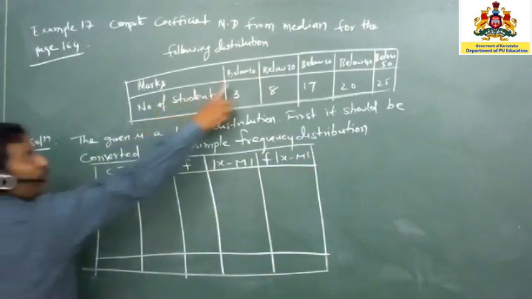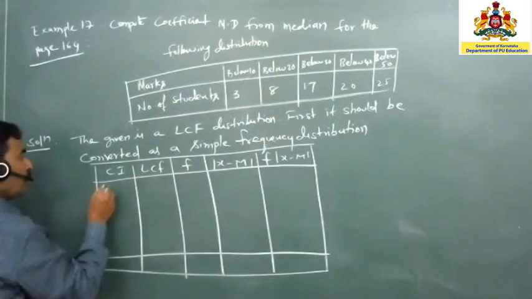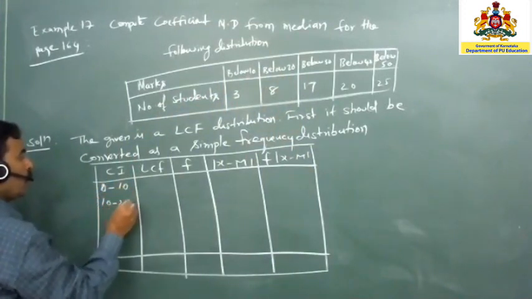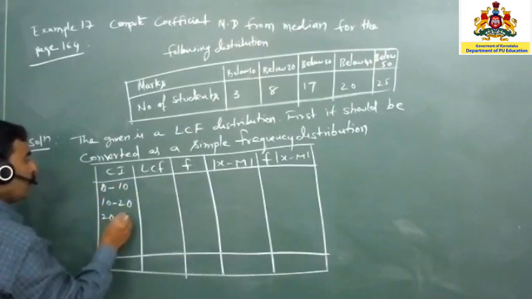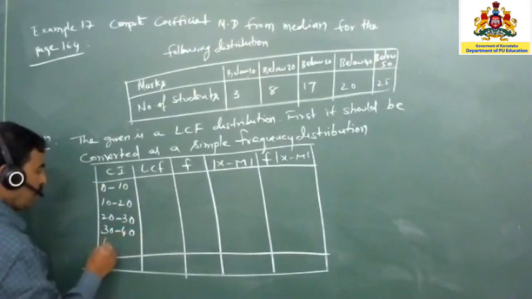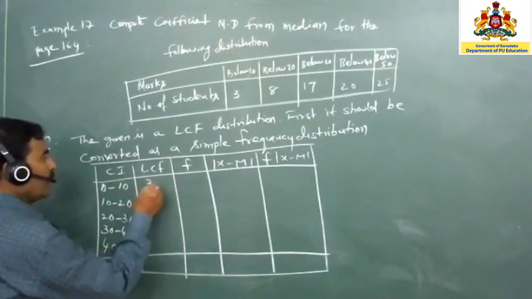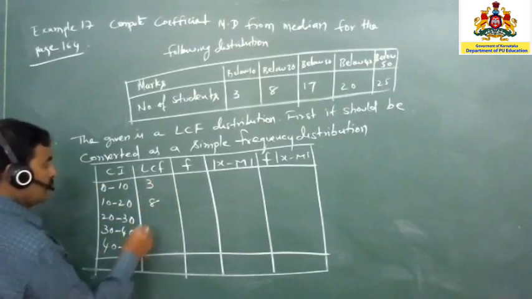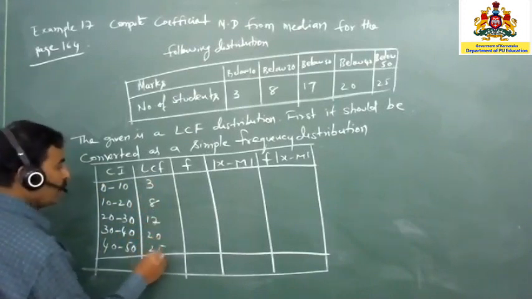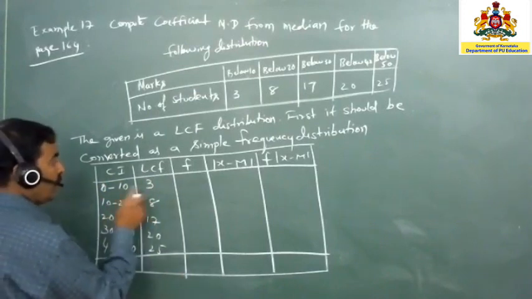Class intervals below 10, below 20, the difference is 10 only. So we can assume the first class interval as 0 to 10, 10 to 20, 20 to 30, 30 to 40, 40 to 50. The LCF values are 3, 8, 17, 20, 25. So here, how to convert into less than?